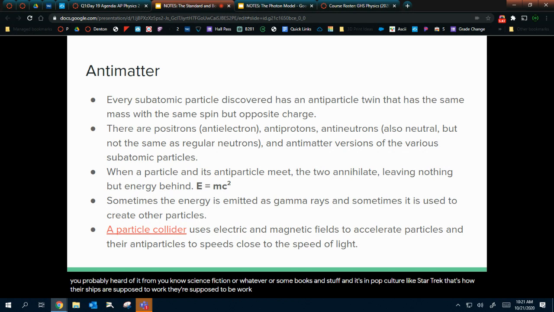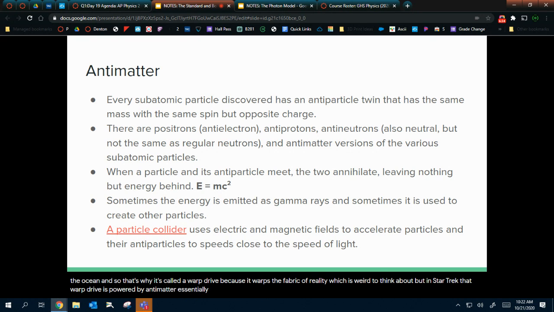They're supposed to work based on a warp drive. The way a warp drive works is it literally warps the fabric of space and time. Essentially, the ship would ride this ripple, this wave in the fabric of space-time, just like a surfer would ride a wave on the ocean. That's why it's called a warp drive, because it warps the fabric of reality, which is kind of weird to think about. But in Star Trek, that warp drive is powered by antimatter.